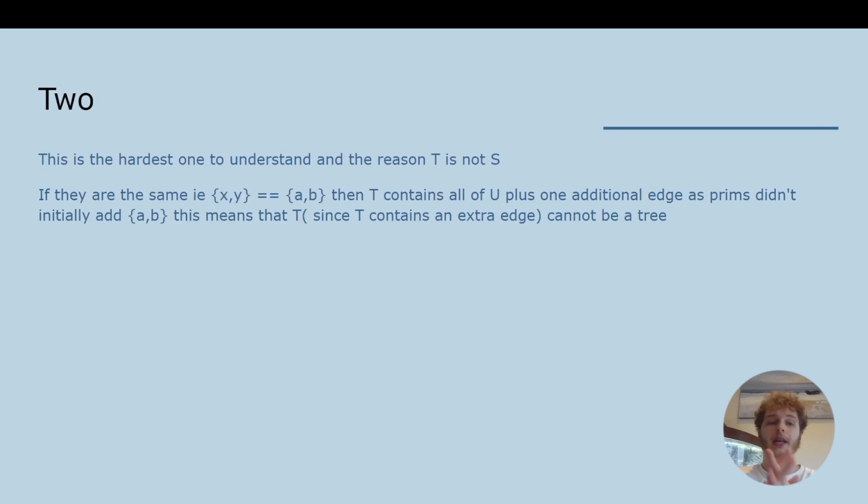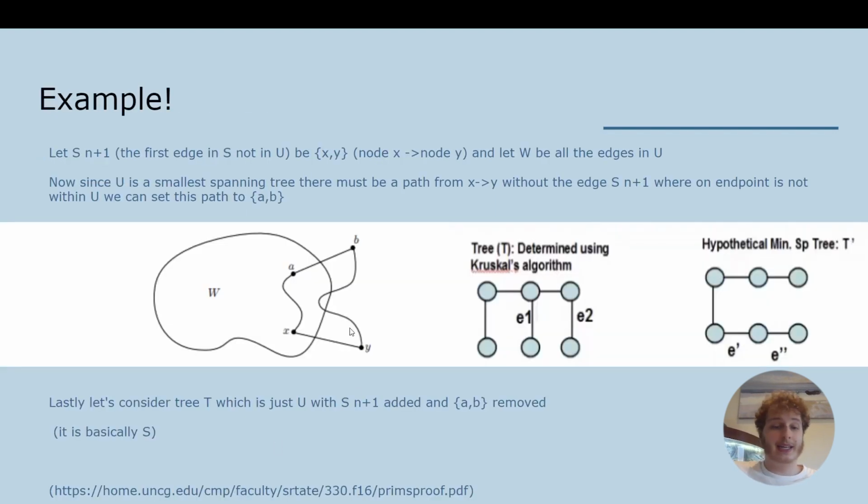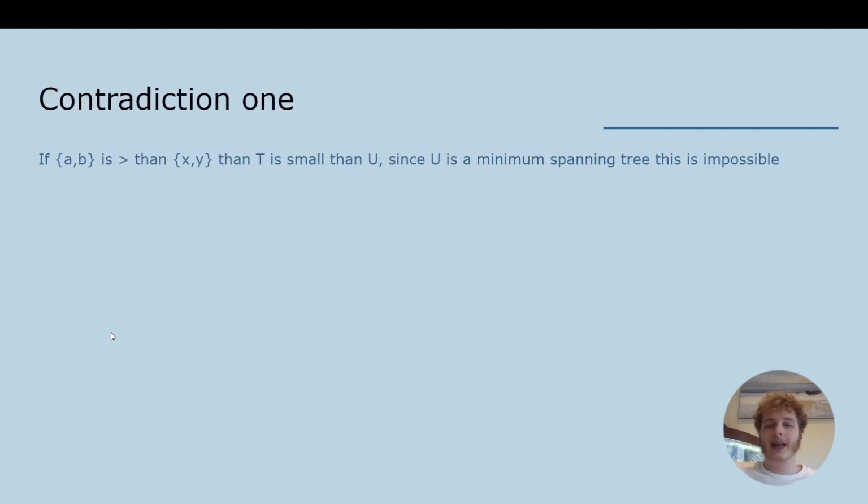The tricky one is if they're equal. This is the main reason I don't like saying T is S. There's a slight difference here. But basically, if they're the same, X to Y and A to B, then T would contain all of U plus that one extra edge, as Prim's didn't initially add A to B. This means that T, since it would contain that extra edge now, cannot be a tree. And since by definition we declared here that T is also going to be a tree, they can't be equal.